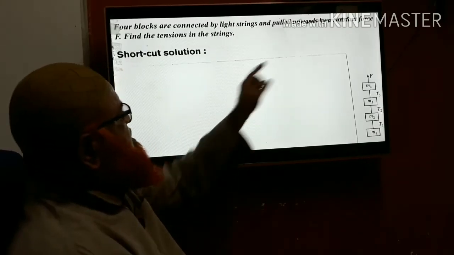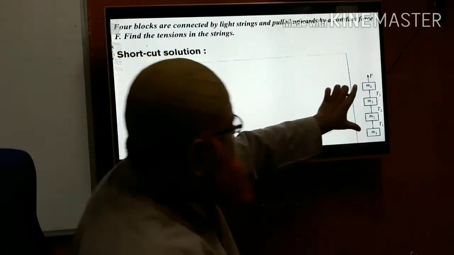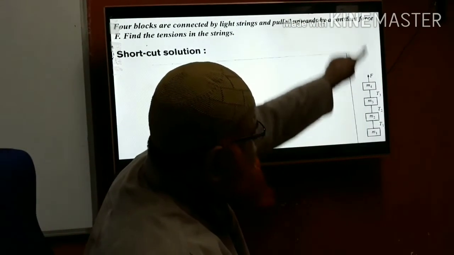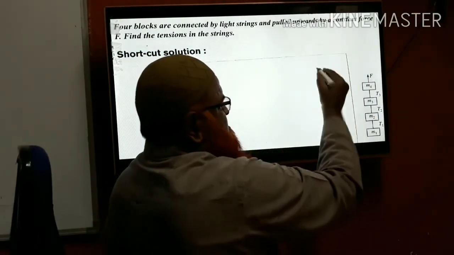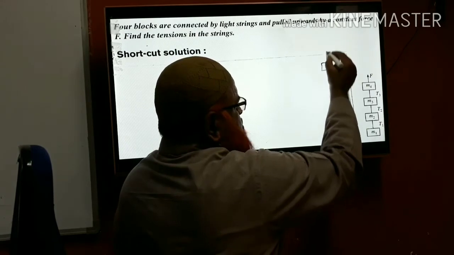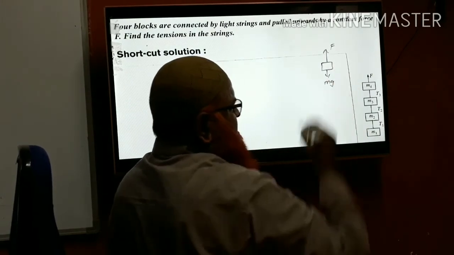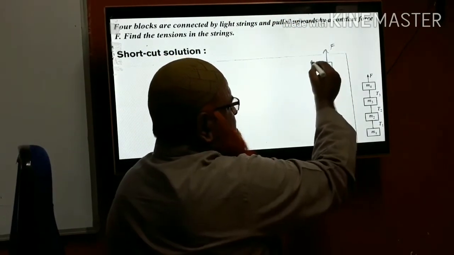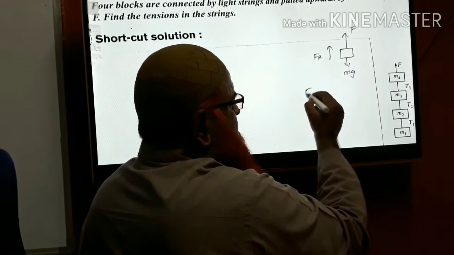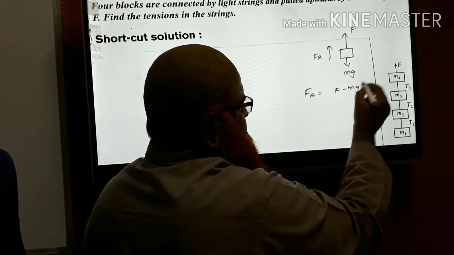So let us see the next problem here. In this problem, there are four blocks connected here, and the force acting is upwards. So for example, when any block is moving upward, a force is acting upwards, and mg is acting downwards. As this force is acting upwards, therefore the net force is going to become the resultant force, which is equal to F minus mg.